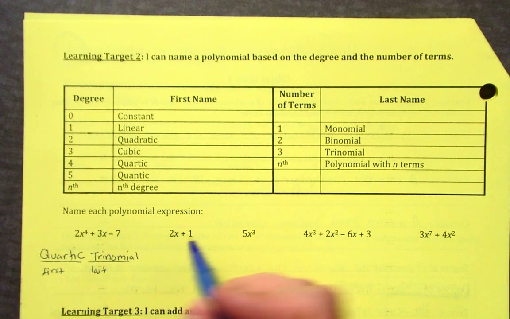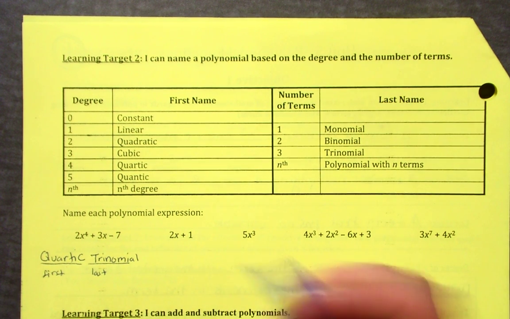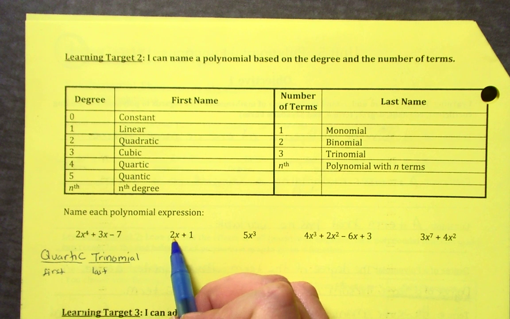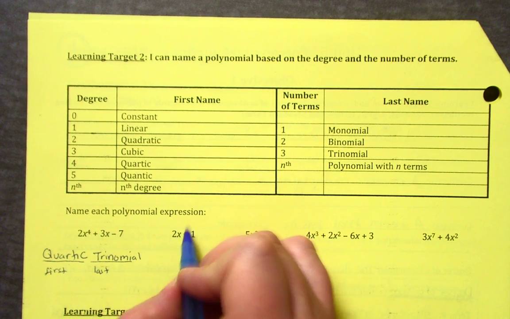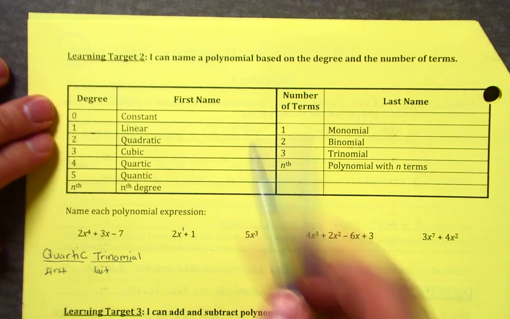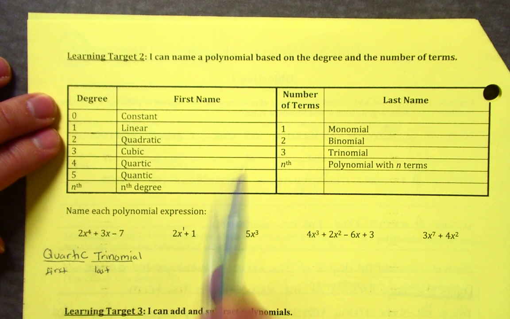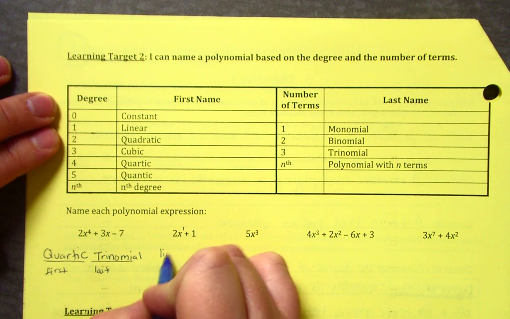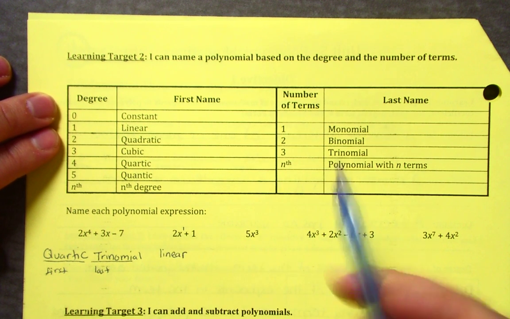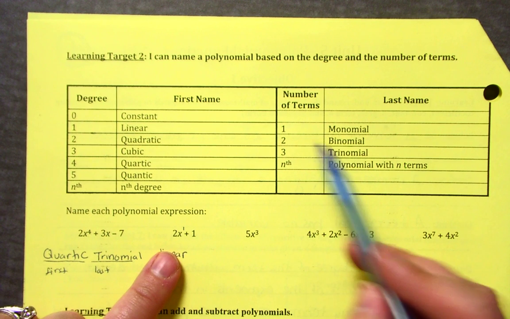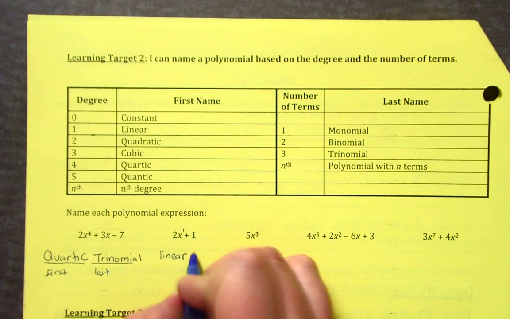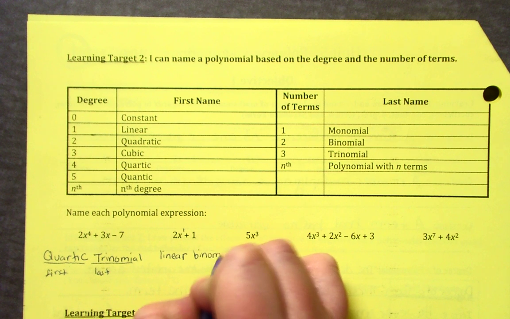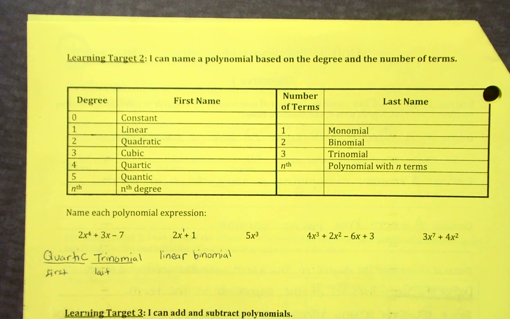The second one, the term with the highest degree is this one right here. If it's written in standard form, it's going to be your first term. And the degree on this term is 1 because that's an x to the first power, which means that first name is going to be linear. And the last name comes from the fact that there are 2 terms, 1, 2, so it's a binomial. Linear binomial.